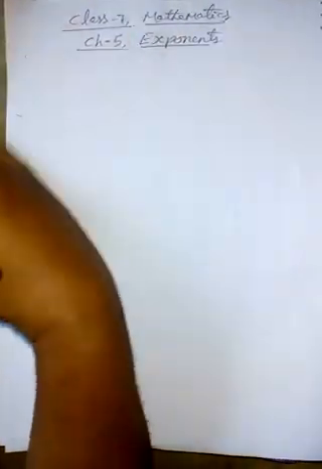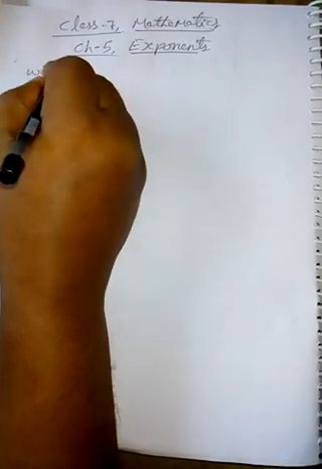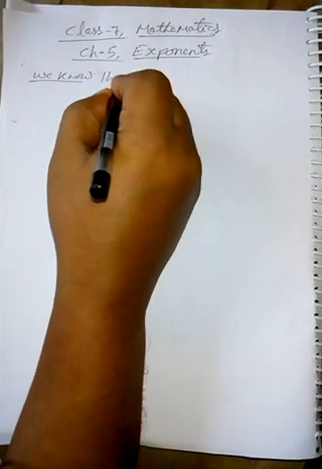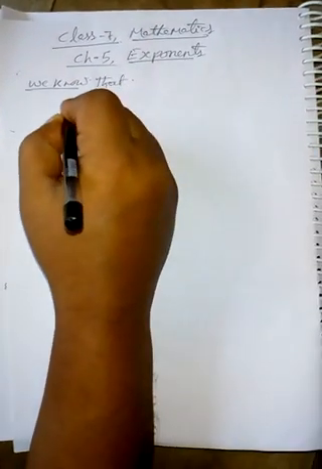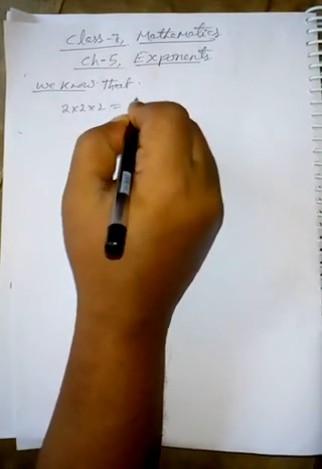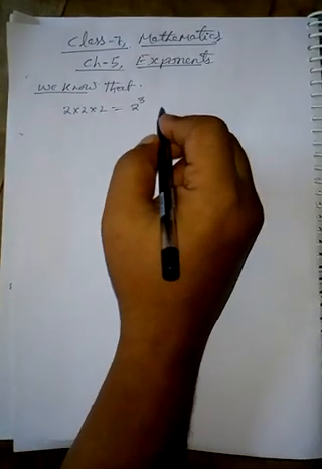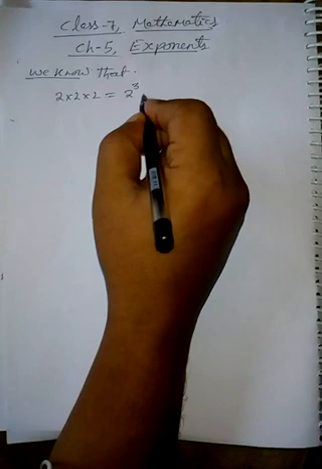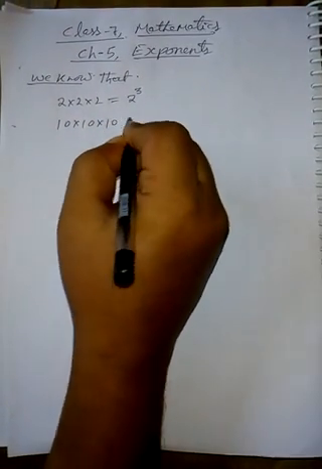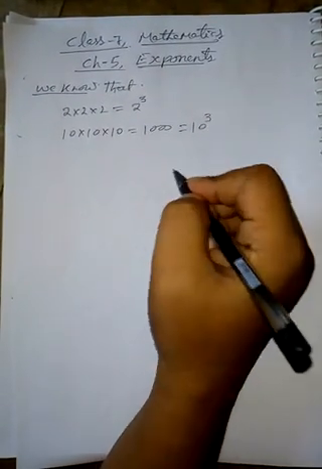Exponents. We know that 2 into 2 into 2 can be written as 2 raised to the power 3. That is, if we write 10 into 10 into 10, that is 1000, it can be written as 10 to the power 3.